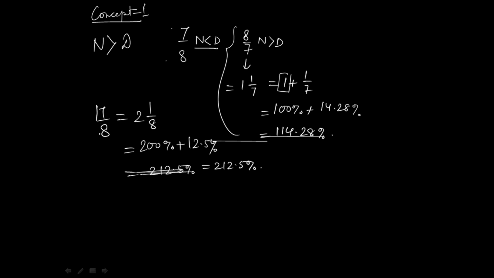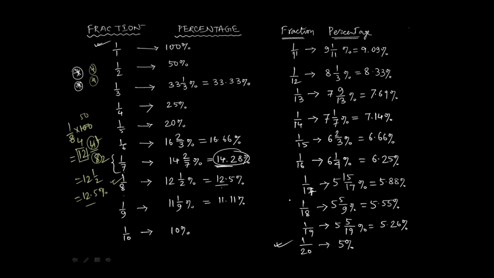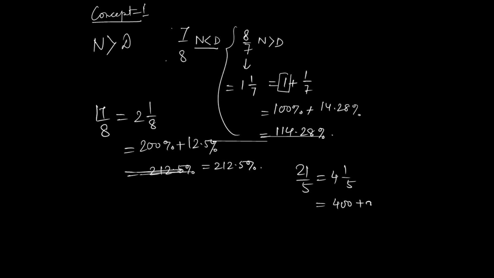We have to find how much greater the numerator is than a multiple of the denominator. If you take another number like 21 by 5, what is it? 5 fours are 20, 1 is the remainder, so 4 and 1 by 5. So 4 means 400%. 1 by 5 means, what we have seen, 1 by 5 is 20%. So it will be 420%.